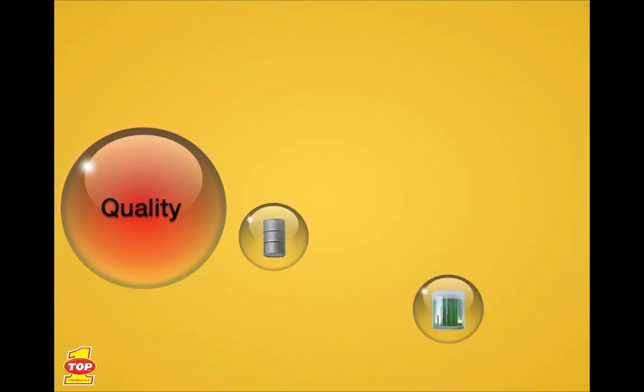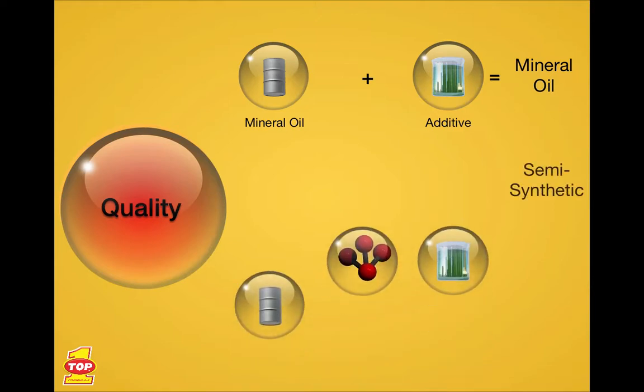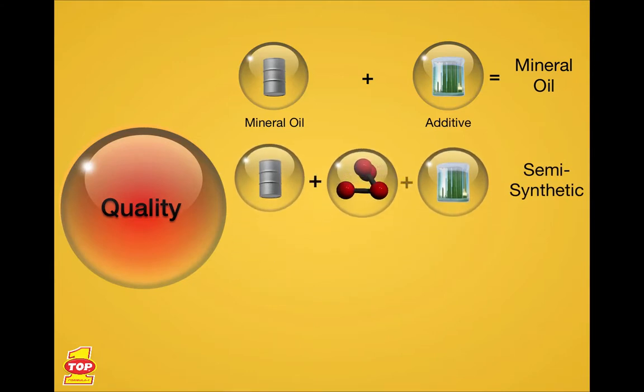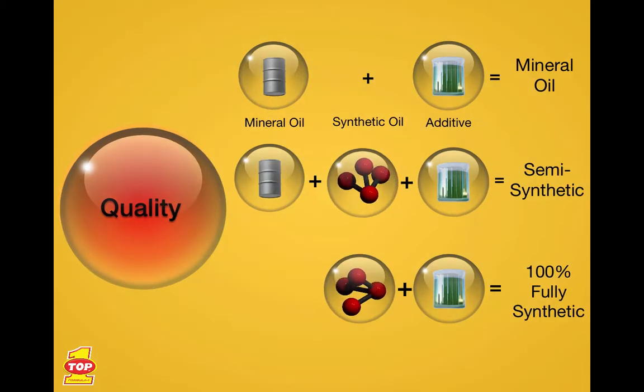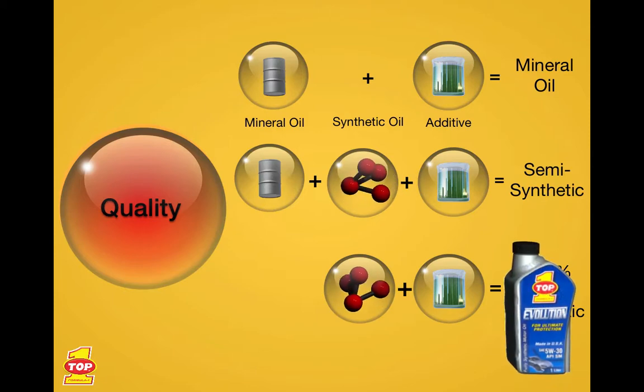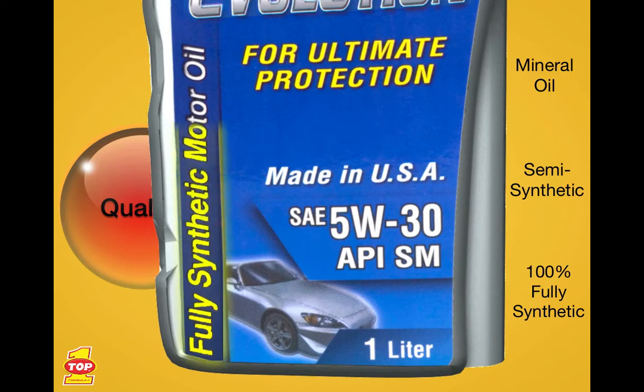Formulation combinations are involved when you purchase a bottle of motor oil. A mineral base oil plus an additive package equals mineral oil. A mineral base oil plus a synthetic base oil plus an additive package equals a synthetic blend or semi-synthetic motor oil. A synthetic base oil plus an additive package equals a 100% synthetic motor oil. Every bottle of Top One oil is clearly marked with the quality of oil inside.